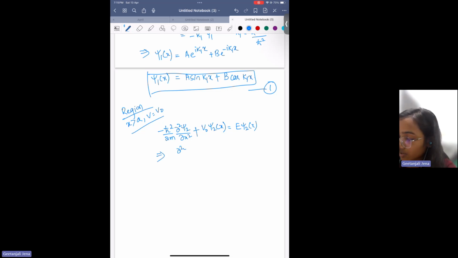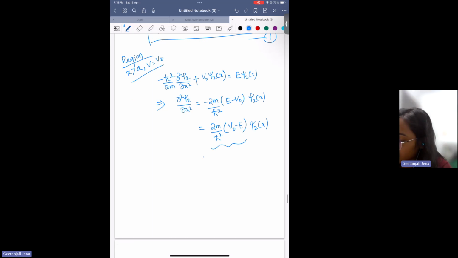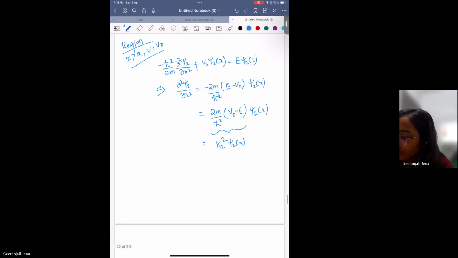So that means d squared psi 2 by dx squared would be minus 2m (E minus V0) by h-bar squared psi 2. So as E is less than V0, it is better to write V first, then E, and take this constant term as k2 squared, k2 squared psi 2(x).